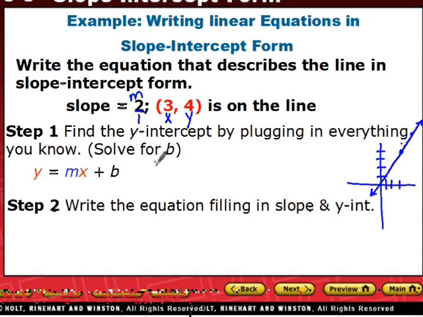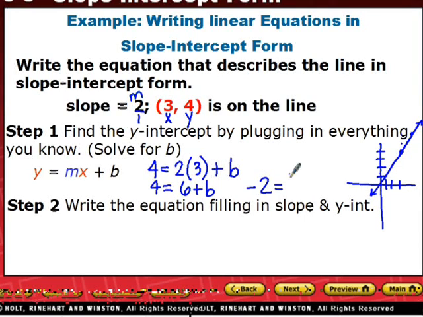And we get 4 is the y coordinate, m is 2, x is 3, and what we don't know, what we're trying to find out, is the y-intercept. We're trying to find out b. And now we solve for it. 4 equals 6 plus b. I told you my graph wasn't very good. And that means that b actually equals -2 when I subtract 6 from each side.